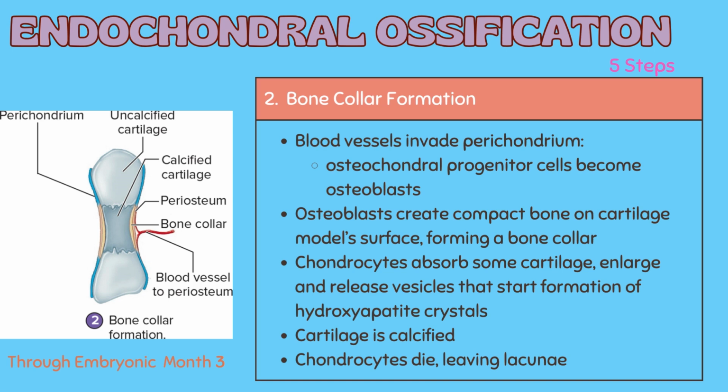The cartilage model increases in size due to interstitial and appositional cartilage growth. The chondrocytes in the center of the cartilage model absorb some of the cartilage, enlarge and release matrix vessels, which starts the formation of hydroxyapatite crystals in the cartilage matrix. At this point, the cartilage is calcified. The chondrocytes die, leaving enlarged lacunae in the calcified matrix.